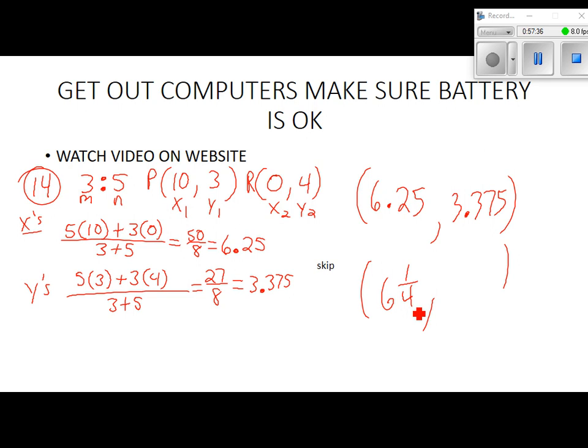Anybody know what 3.375 is as a fraction? 3 3/8. Anytime you see something that looks like this, like 0.175, 0.375, 0.875, it's probably an 8. And that goes back to our rulers that we used that are split up into 8ths, 16ths, and quarters.